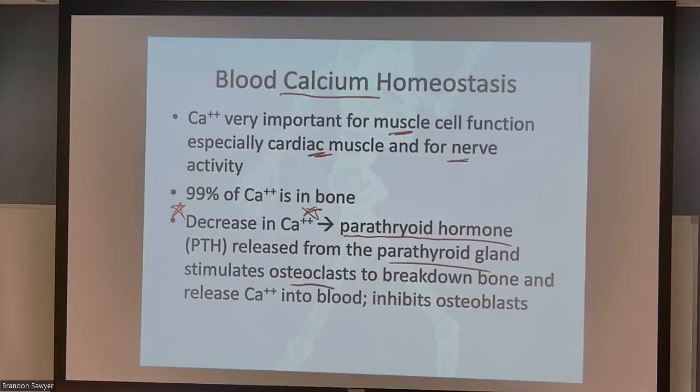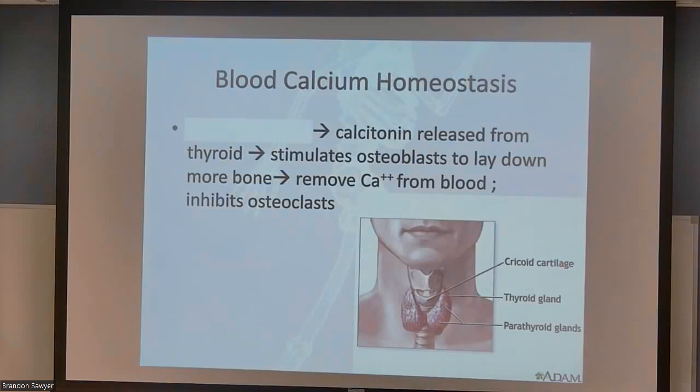And then it inhibits the osteoblasts from doing their job, because their job would be pulling calcium out of the blood and putting it into the bone, right? So we're activating those osteoclasts, inhibiting the osteoblasts, and that's going to be adding calcium to the blood. So that brings our blood calcium levels back up. Okay, just the opposite happens when it's the other way.